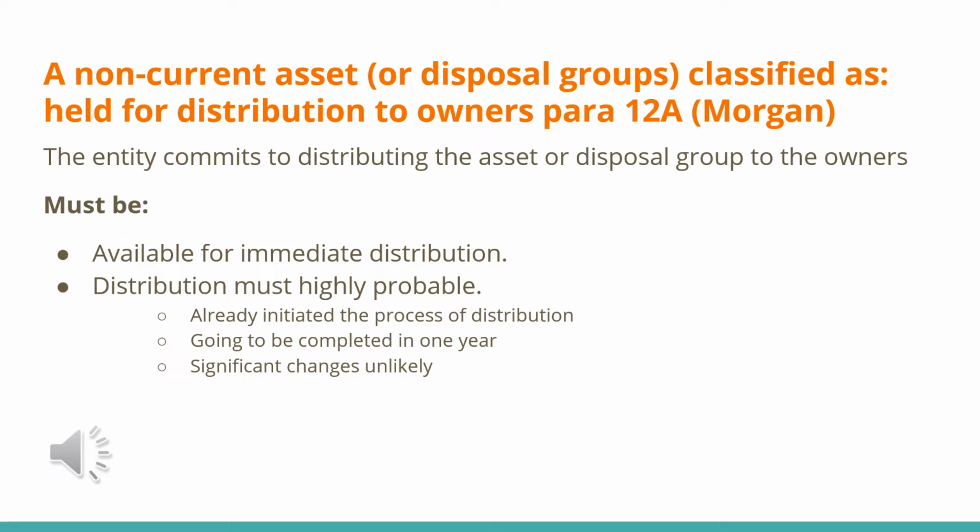To count as highly probable, the entity must have already initiated the process of distribution, and it can commit to accomplishing the distribution in a year. Significant changes must be unlikely. It also mentions that shareholder consensus should be considered if relevant.